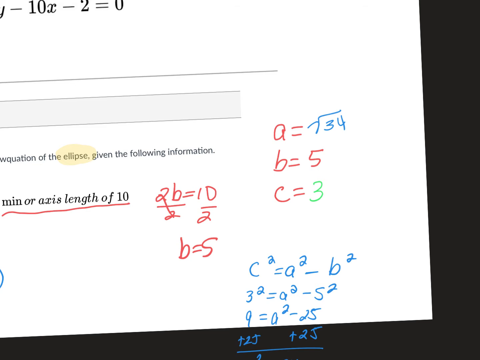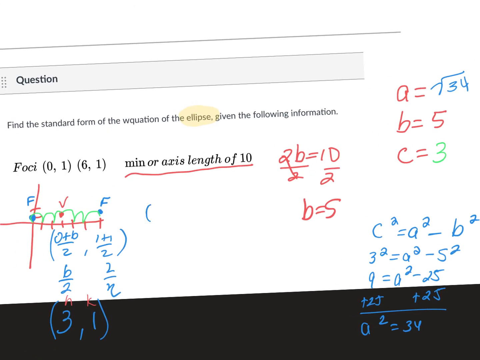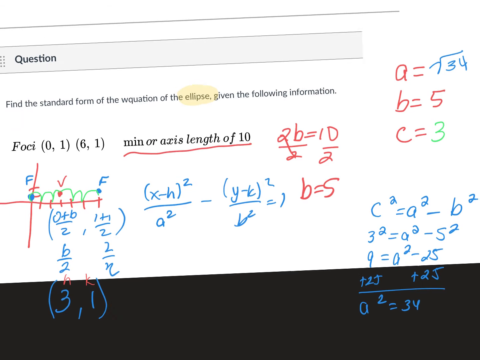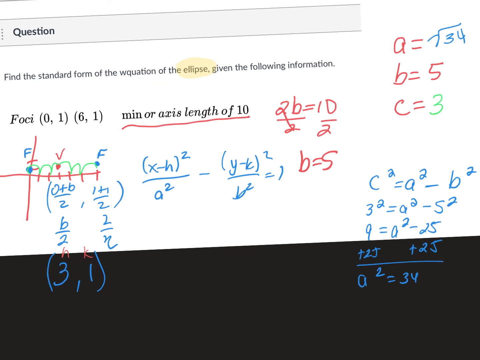You guys don't know if square root of 34 is bigger than 5? What's 5 squared? 25. So square root of 34 is bigger than square root of 25. So my equation would be (x minus h) squared over a squared minus (y minus k) squared over b squared equals 1? Or is it a plus?